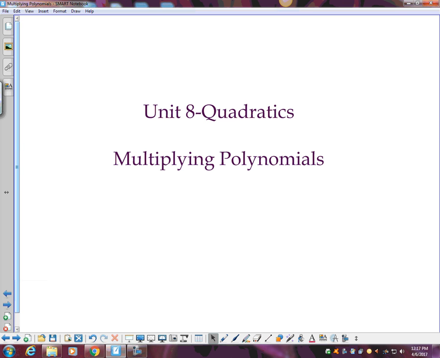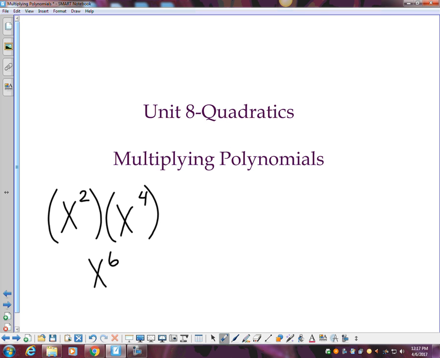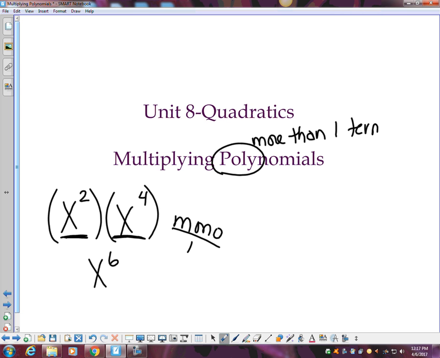This lesson is on multiplying polynomials. Now we've done work where you multiplied monomials, and if you remember your power rules, you add your powers. This was a monomial times a monomial. Mono means one, poly means we have more than one term. So we're going to take things that have more than one term and we're going to multiply them together.